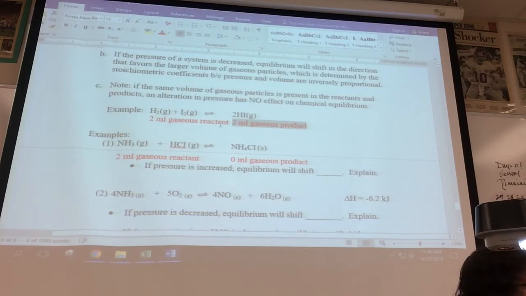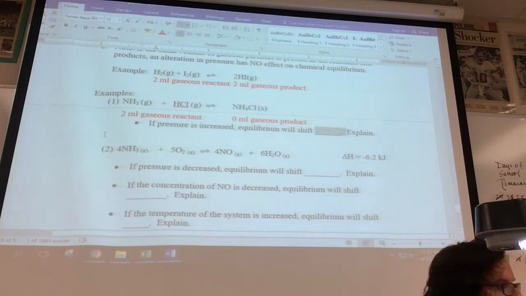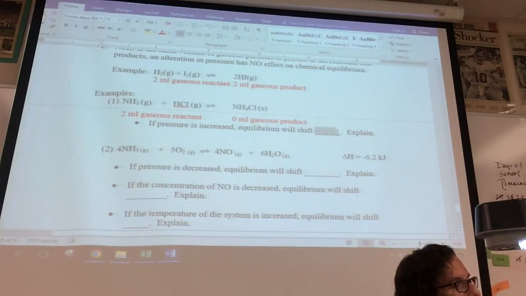They're both 2 mils. In contrast, if you look at this example here, you've got ammonia and you've got hydrogen chloride gas reacting to form solid ammonium chloride. On the left side, we have 1 plus 1 is 2 mils of gaseous reactant. We don't have any gaseous product on the right. If you increase pressure, equilibrium shifts to the side with the smaller volume of gas. So equilibrium would shift forward. So you would have a forward arrow here.